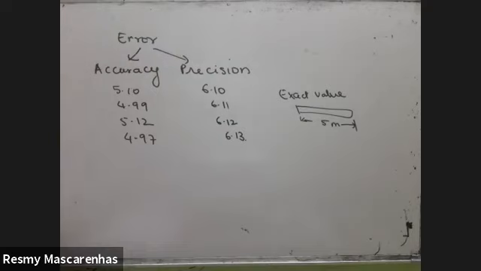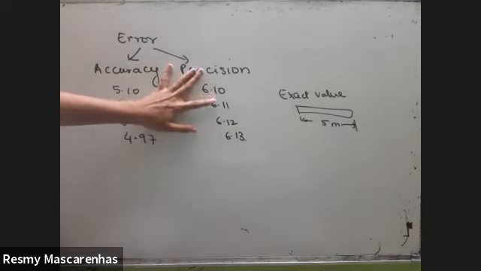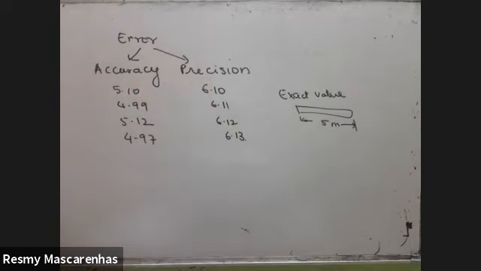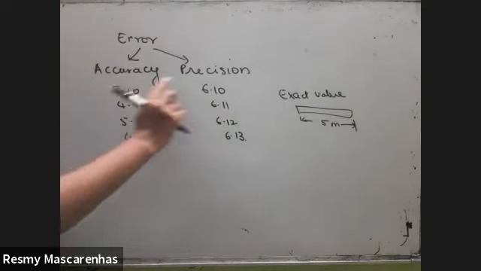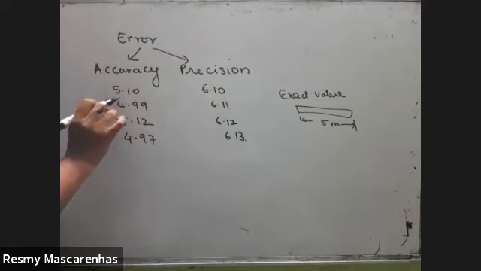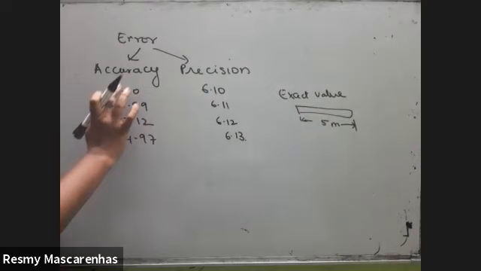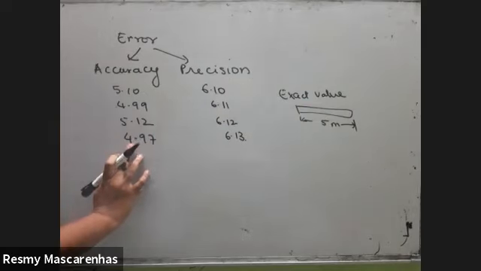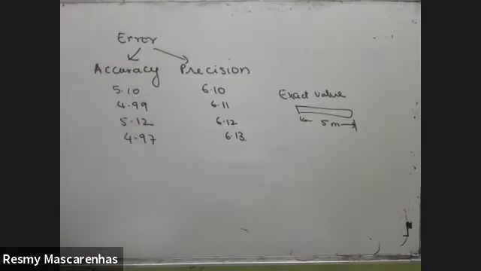Now you brought that 5 meter ribbon home. Someone tried to measure different values. Someone got 5.10, someone got 4.99, 5.112. And some of them, if they try, might get values close to this. If your scale is very good, you might get like this. Now, accuracy: these values are very close to 5. 4.99 is very close to 5. Even 5.10 is very close to 5. 5.12 is also very close to 5. Even 4.97 is quite close to 5 meters.